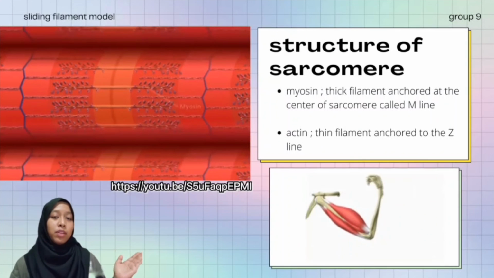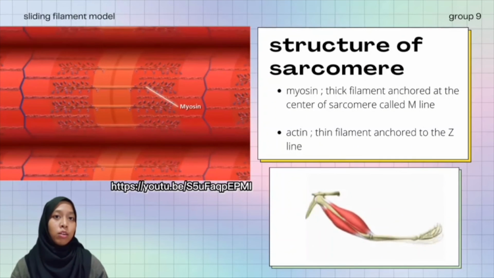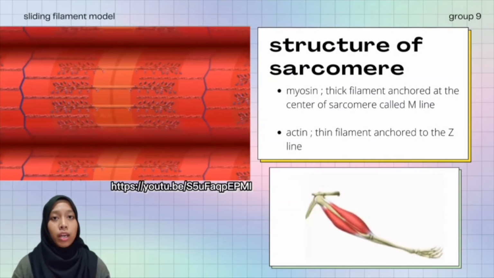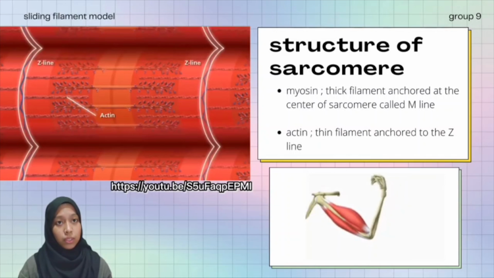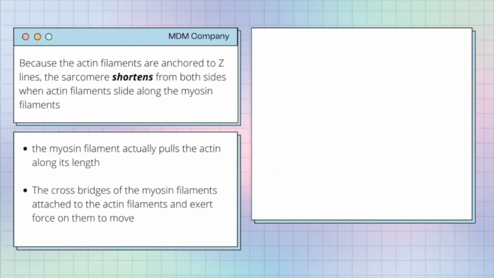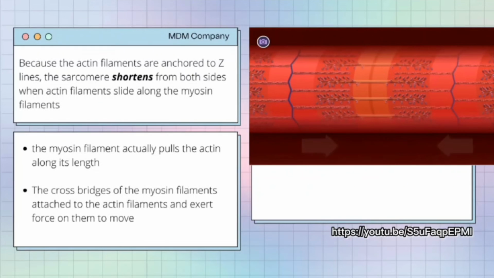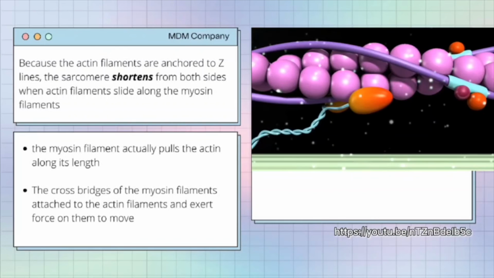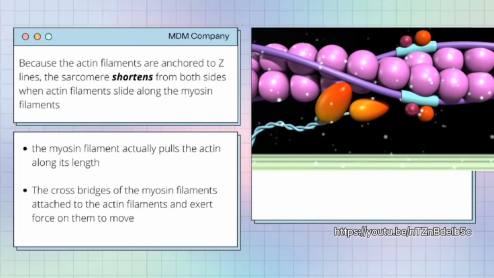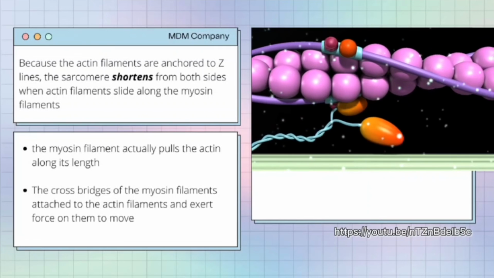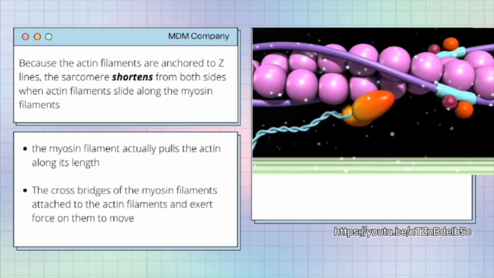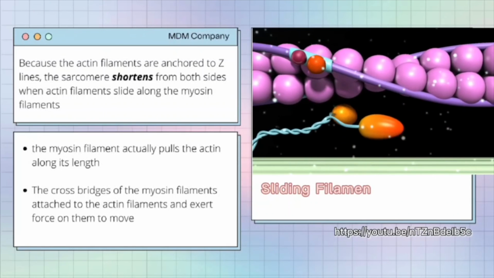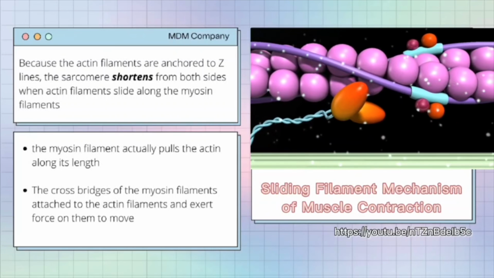As you can see, the thick filaments are called myosin, which are anchored at the center of the sarcomere called the M line. The thin filaments are composed of the protein actin, which are anchored to the Z line on the outer edges of the sarcomere. Because the actin filaments are anchored to the Z lines, the sarcomere shortens from both sides when actin filaments slide along the myosin filaments. Although the action between these filaments is described as sliding, the myosin filament actually pulls the actin along its length. The cross bridges of the myosin filaments attach to the actin filaments and exert force on them to move. This action is known as the sliding filament mechanism of muscle contraction.